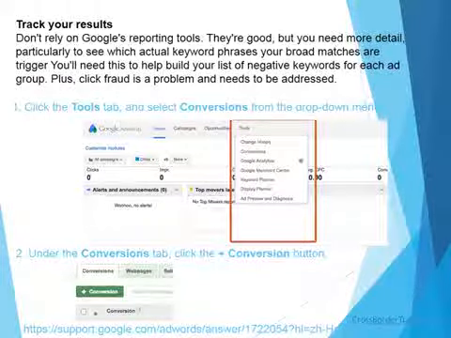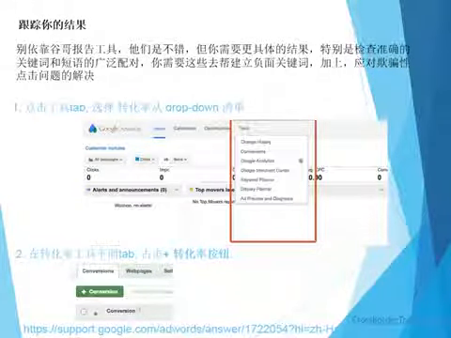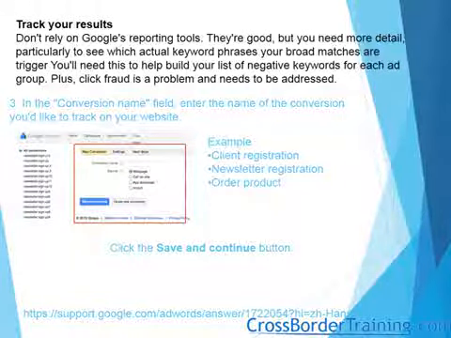How to install trackers? You have to go to the Tools menu in the AdWords campaign, then to Conversion. Then you click on the conversion button, and here the system will ask you if it's for a web page, if it's for a phone call, or if it's any other kind of system. Usually it's a web page.